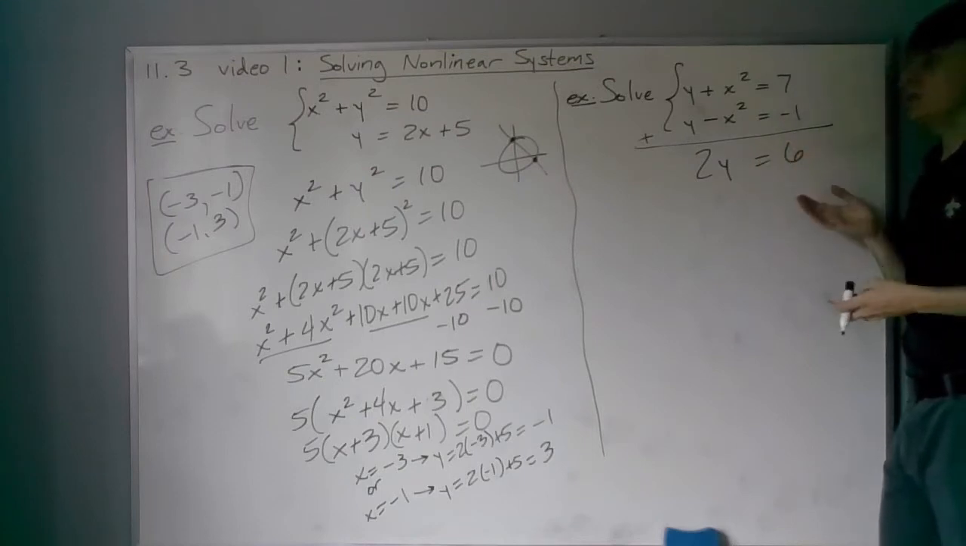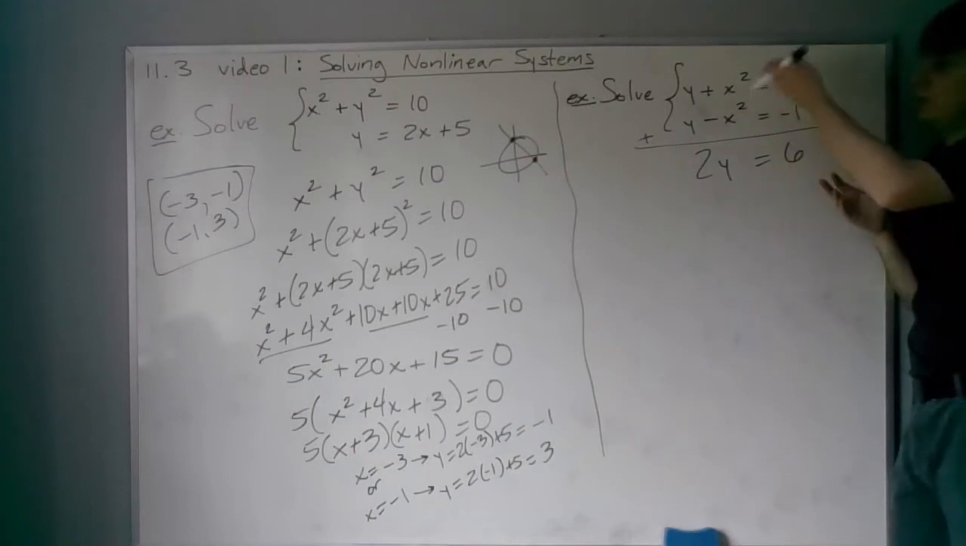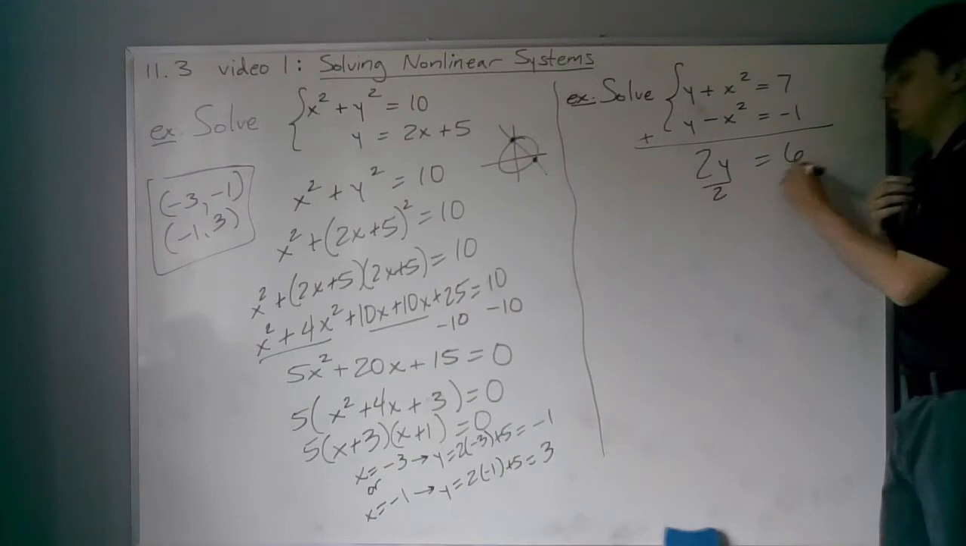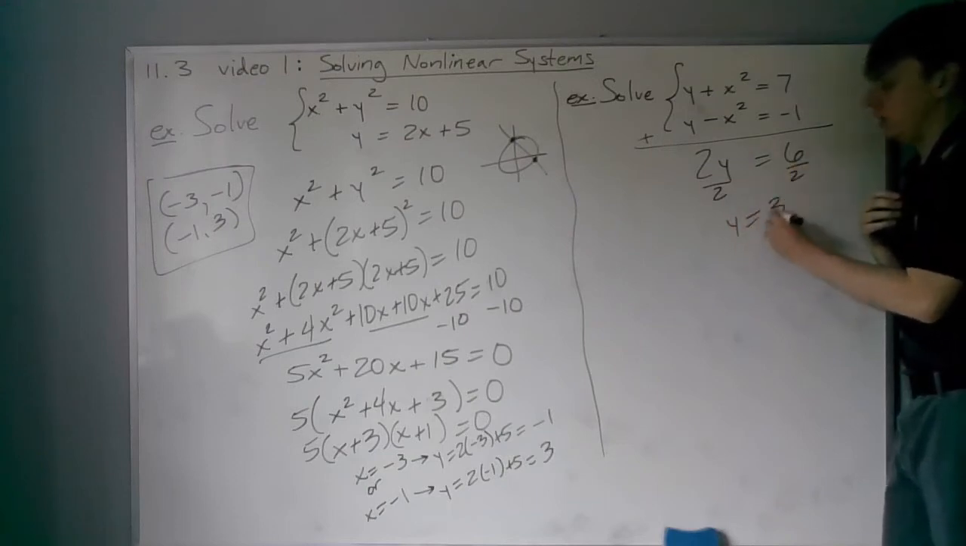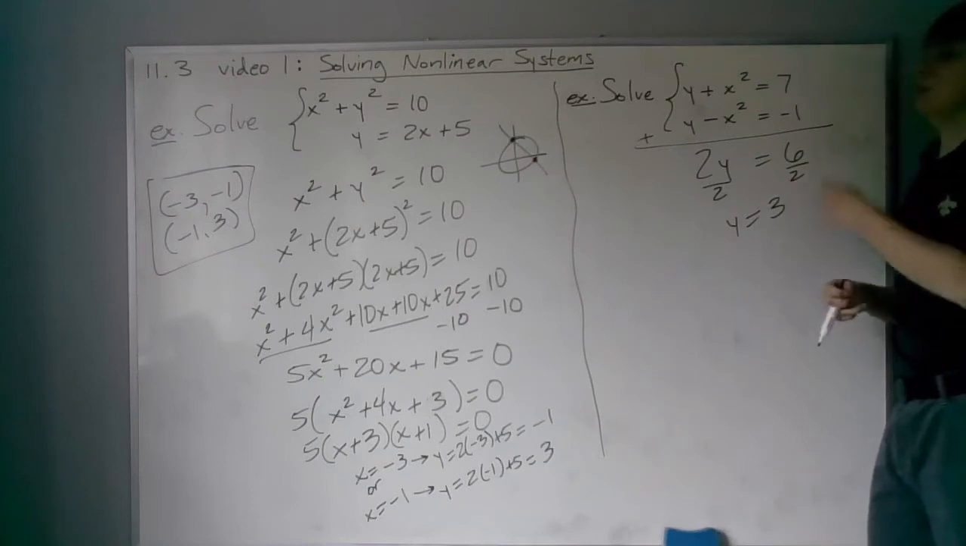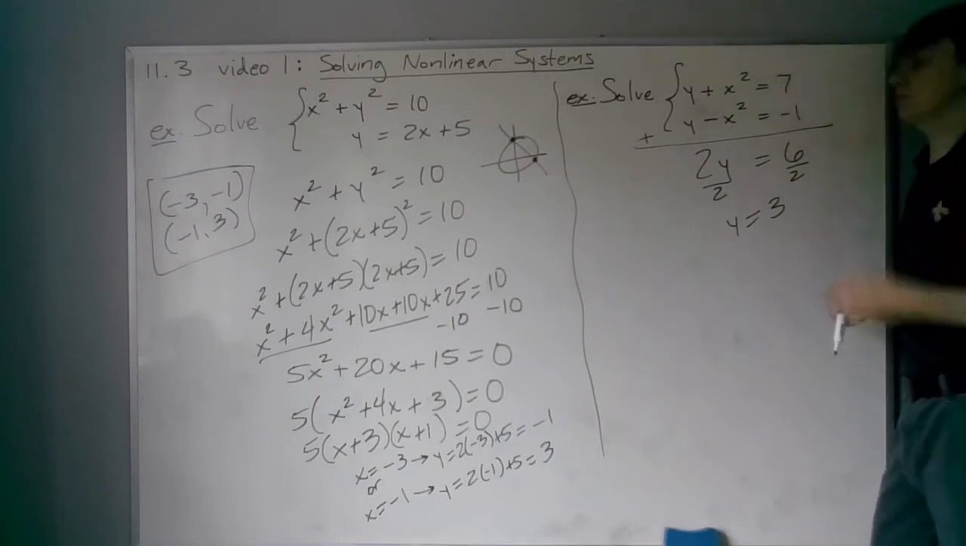So I only tried elimination because I happen to see that things will exactly cancel. Might as well divide both sides by 2 and we get a solution for y. y is 3. And then once I know y, plug it into any of the previous equations to figure out what x is.